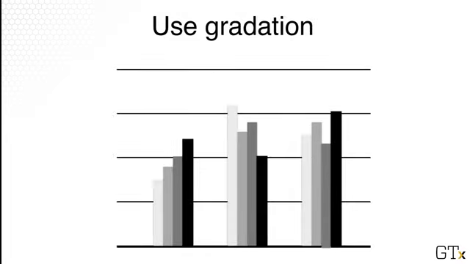So a better design would actually be using gradation. For example, same kind of data, but different color choices. Here we start with the lightest, and then slightly darker, darker, and then black eventually. So this is much more pleasing to the eyes and also easier to pick out the series.